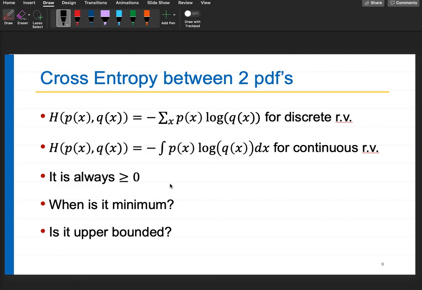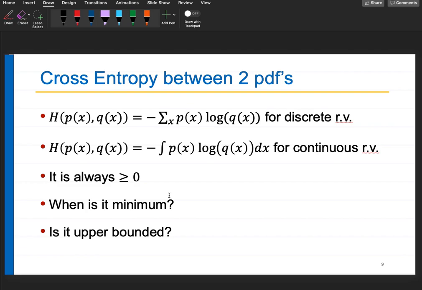Okay, now we come to the concept of cross entropy. In neural networks, you have also seen cross entropy loss function, binary cross entropy, categorical cross entropy, right? Now, what is cross entropy? A general definition is h of p x comma q x. The same thing, but now instead of saying p x log p x, we are saying p x log q x, where q x is a different distribution on the same random variable. For the discrete case and for the continuous case, it is also always greater than or equal to 0. The proof is similar. When is it minimum? This is the question now.